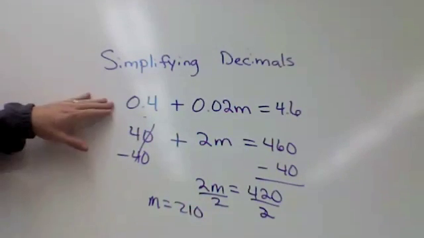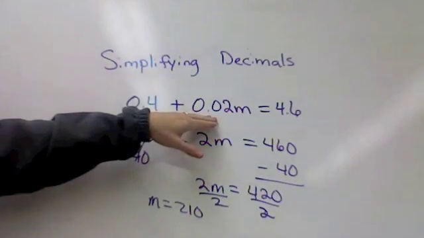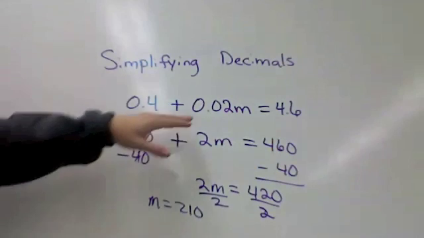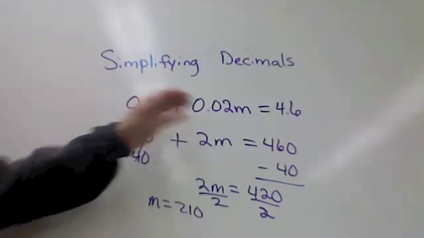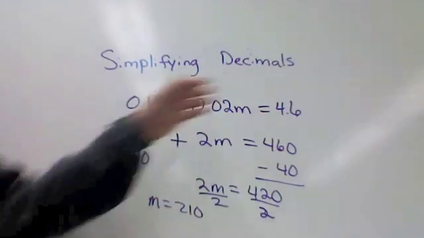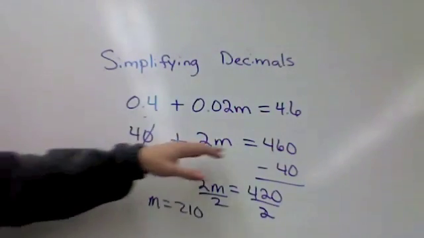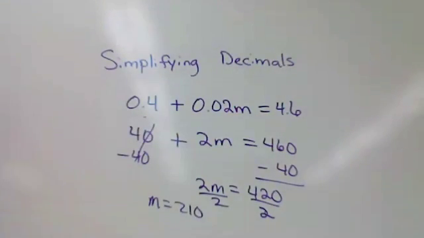So once again, when we're trying to simplify decimals in equations, we try to find our smallest decimal number, which in this case is 0.02. We'll multiply it to move to our nearest whole number, which in this case was 2. We multiplied times 100. We'll multiply the other 2 decimal numbers by 100 as well, and it's going to give us 40 plus 2m equals 460, and then we just solve our equation from there.